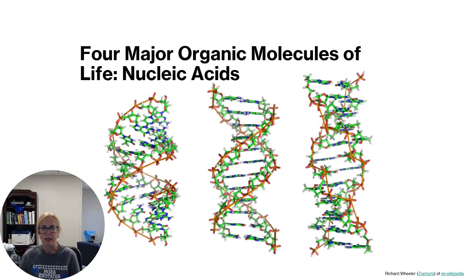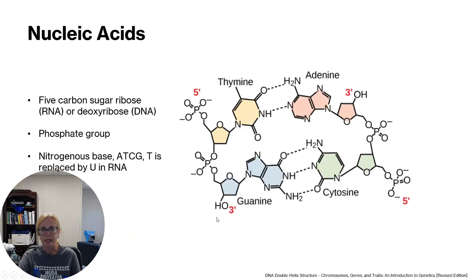Continuing with the four major organic molecules of life, we are looking at nucleic acids. Nucleic acids have three characteristics that distinguish them from other molecules of life. They contain, in the case of RNA, a five-carbon sugar ribose. And in the case of DNA, the sugar is deoxyribose. So ribose RNA, deoxyribose DNA.